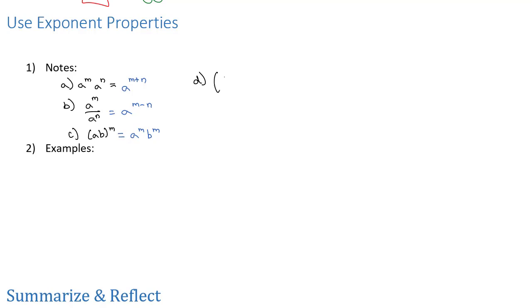We also have the fraction a over b to the m power. Even in fraction form, the exponent can go onto the numerator and the denominator separately, giving us a to the m over b to the m. If I've got a to some exponent raised to a second exponent, we remember that that means that we multiply those exponents together.